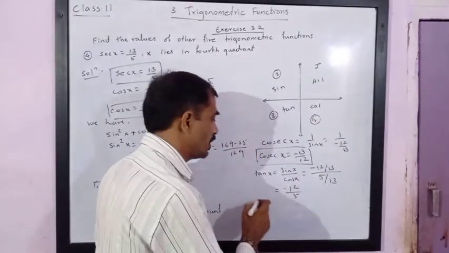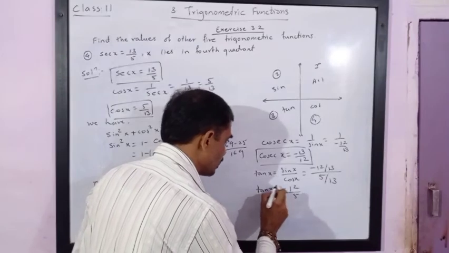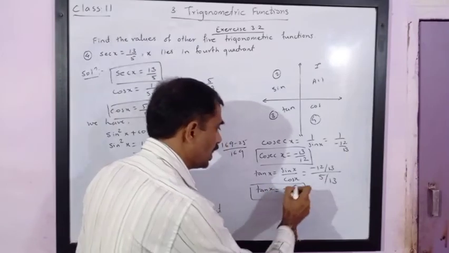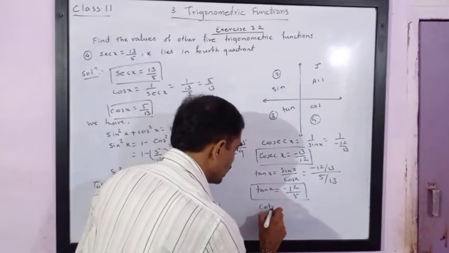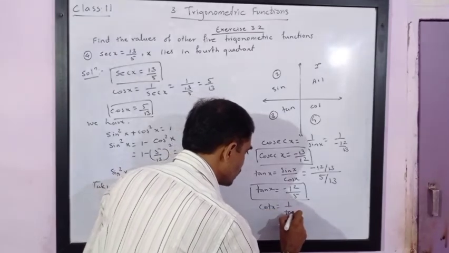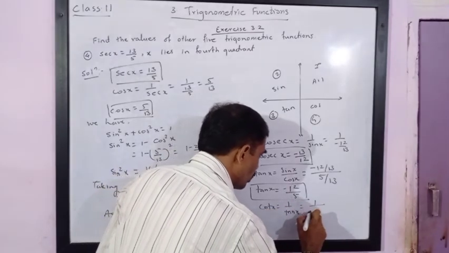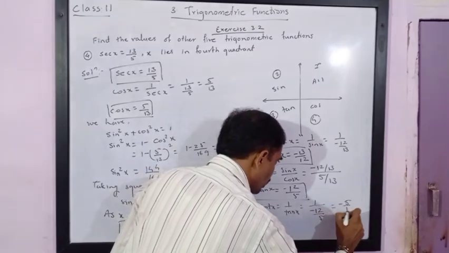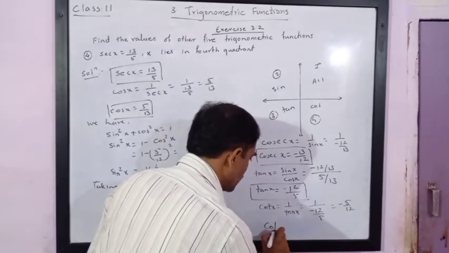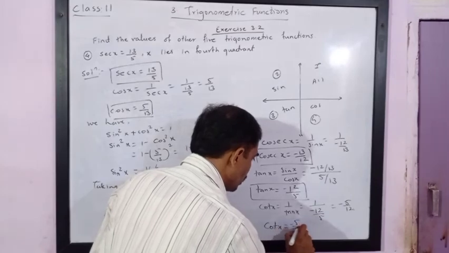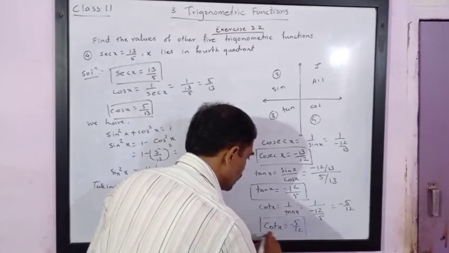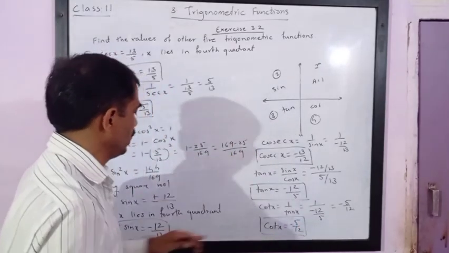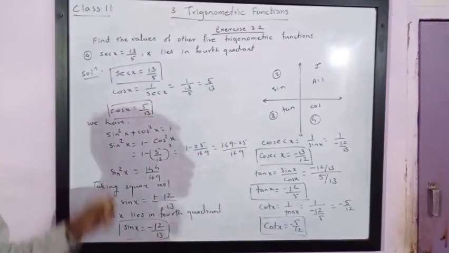Now the last trigonometric function is cot x. So we have got tan x is equal to negative 12 upon 5. cot x is equal to 1 upon tan x. That is equal to 1 upon negative 12 upon 5. It means it is negative 5 upon 12. So thus cot x is equal to negative 5 upon 12. Here we have found all the remaining 5 trigonometric ratios.